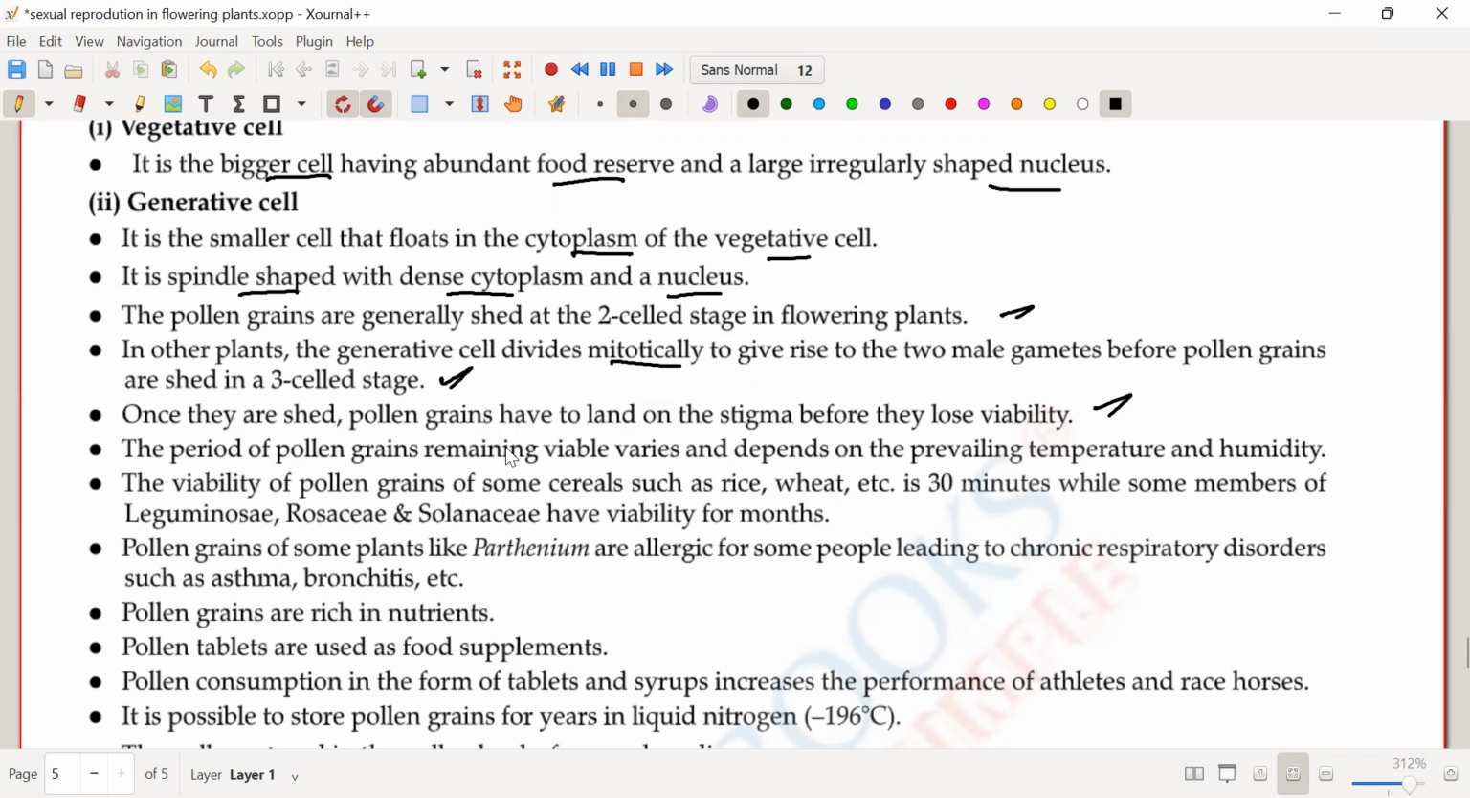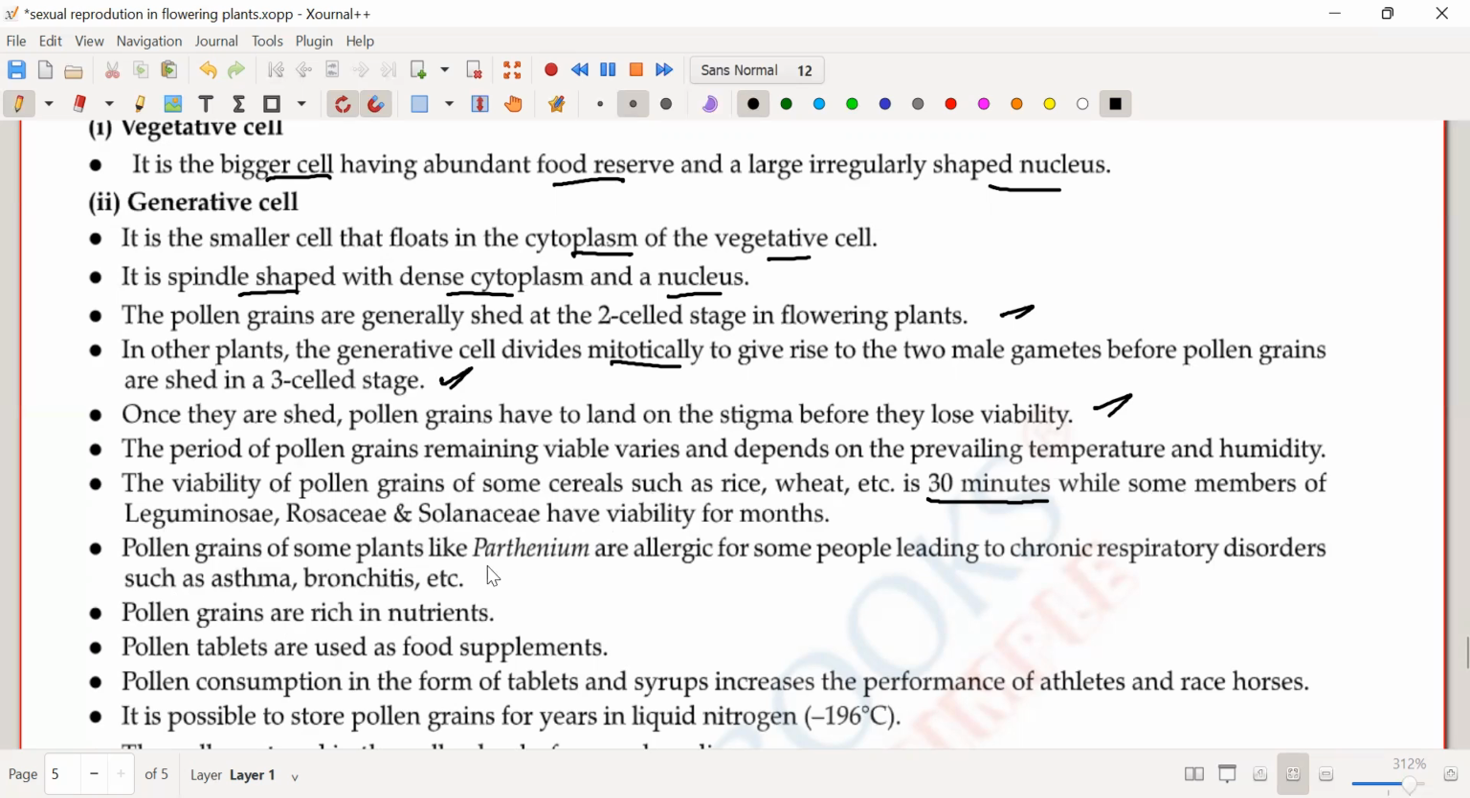The period of pollen grain remaining viable varies and depends on the prevailing temperature and humidity. The viability of pollen grains of cereals such as rice is 30 minutes, while some members of Leguminosae, Rosaceae, and Solanaceae have viability of 4 months. That is Rosaceae, rose, then hibiscus, Rosa sinensis, legumes like peas, pods, all these have viability for months.